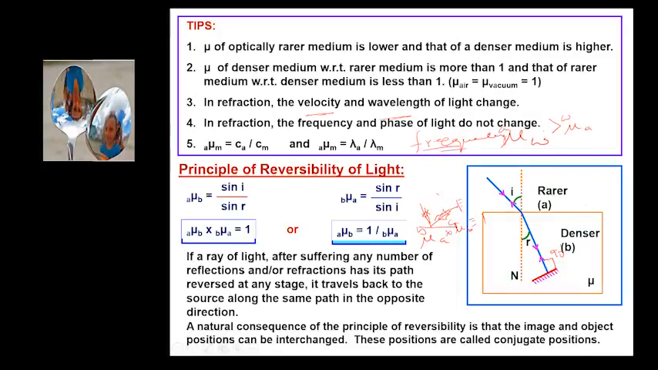So if a ray of light, after suffering any number of reflections and refractions, has its path reversed at any stage, it travels back to the source along the same path in the opposite direction, right? So after traveling through any number of refracting surfaces, if you keep a mirror perpendicular to the light ray which is obtained, then it will retrace back and go back along the same path. That's what is called the principle of reversibility.